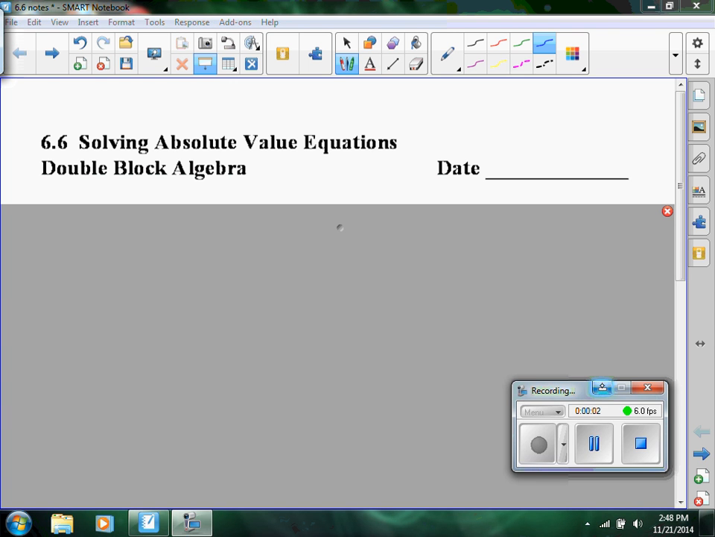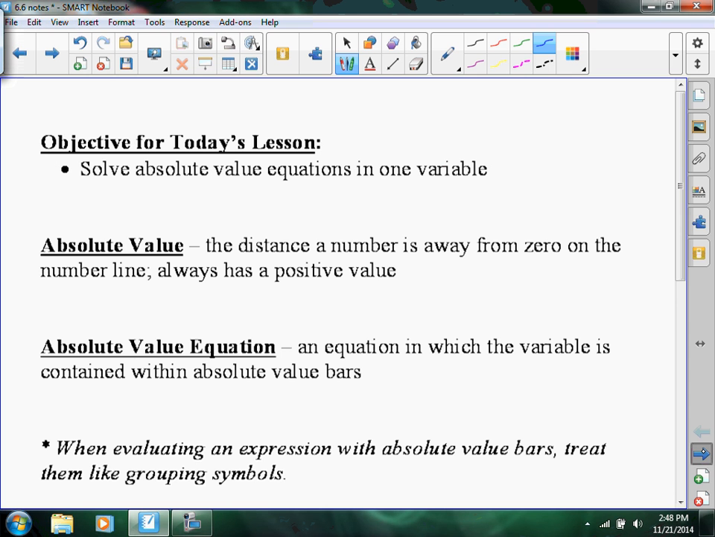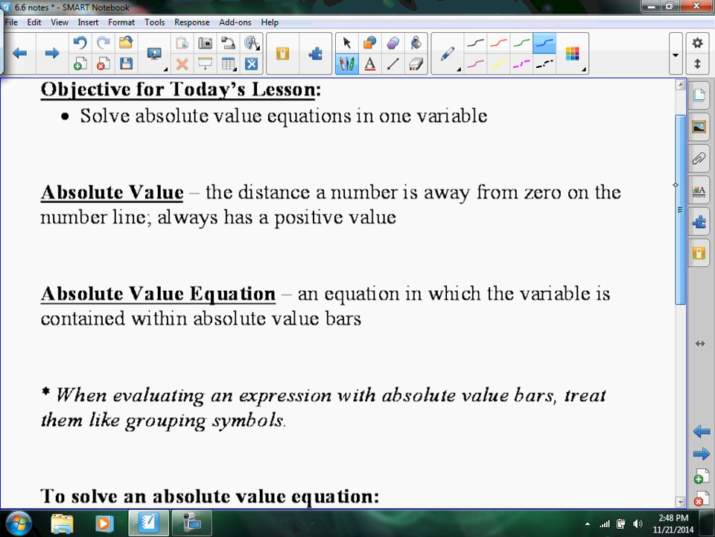Welcome to Mrs. Neller's notes for her double block algebra class. These are the notes for section 6.6 entitled Solving Absolute Value Equations. And today we're going to solve absolute value equations.